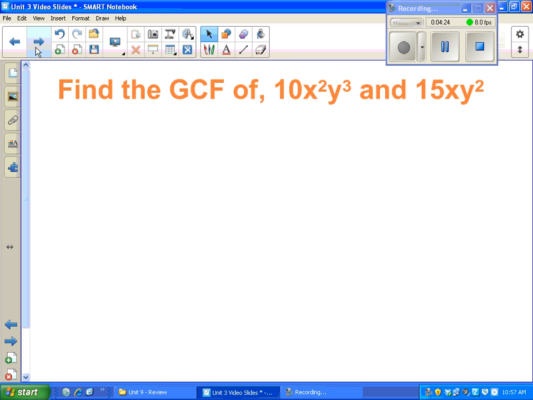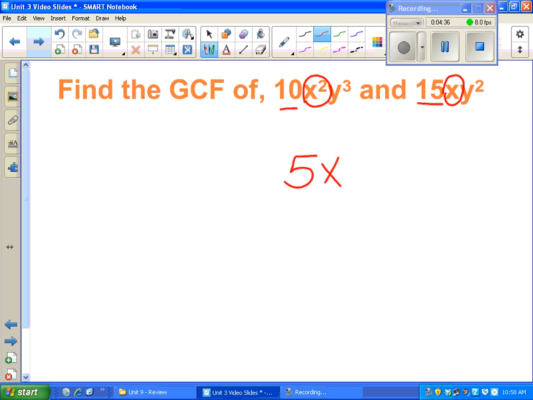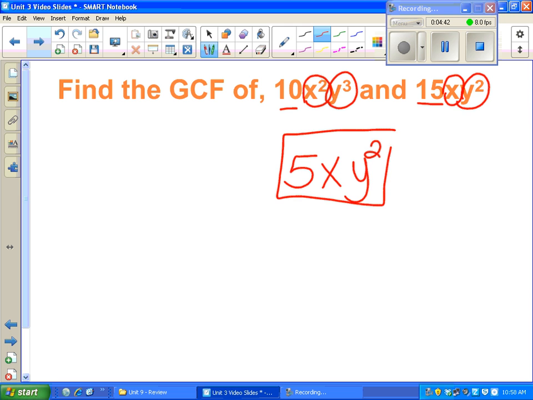All right, let's do another one. Find the GCF of 10x squared y cubed and 15xy squared. So 10 and 15, I know their GCF is 5. So I'm looking at x squared and x. I see they share 1x. I'm looking at y to the third and y squared. They would share 2y, so that's 5xy squared for my GCF.